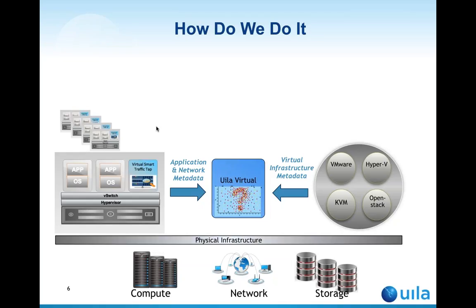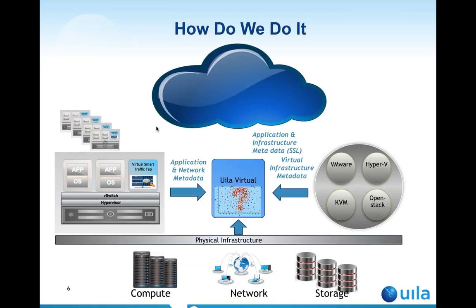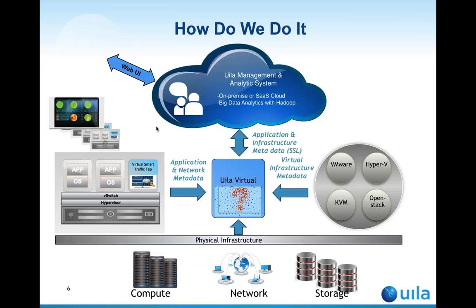After that, VIC digests all that information. Oh, sorry, I forgot to mention, the third piece of information VIC collects is from your physical infrastructure. VIC does SNMP queries to your top-of-rack switches, and from that, we get all the networking information from your physical infrastructure as well. After that, VIC digests these three sources of information and forwards it to the third piece of Uila, what we call the Uila Management and Analytics System.